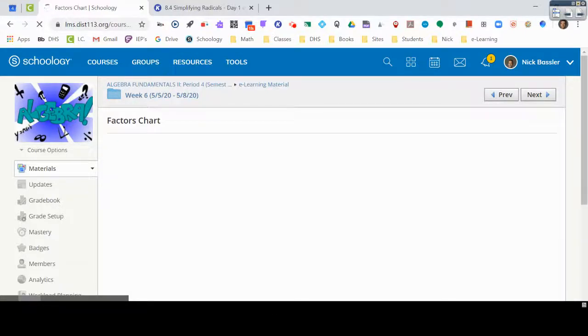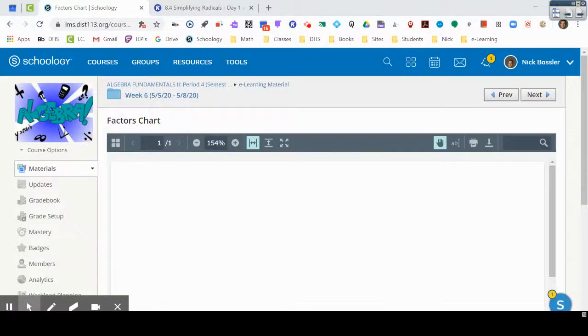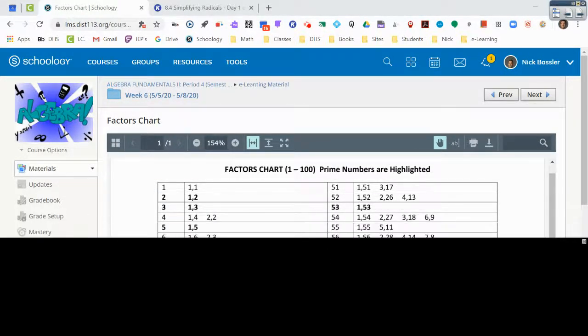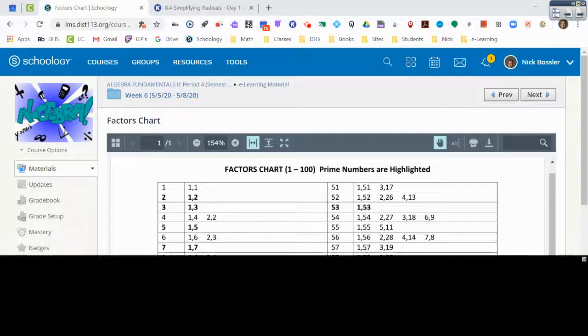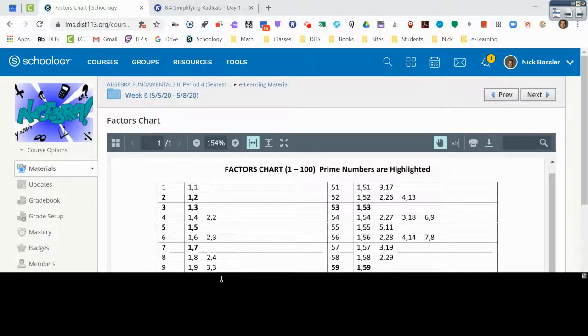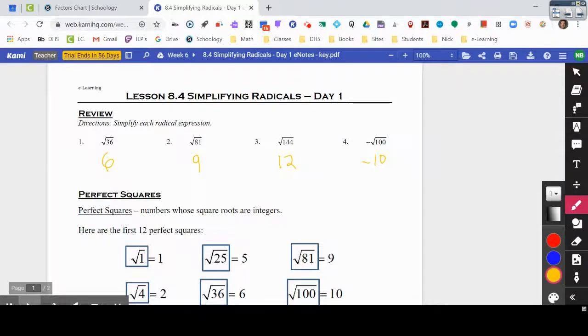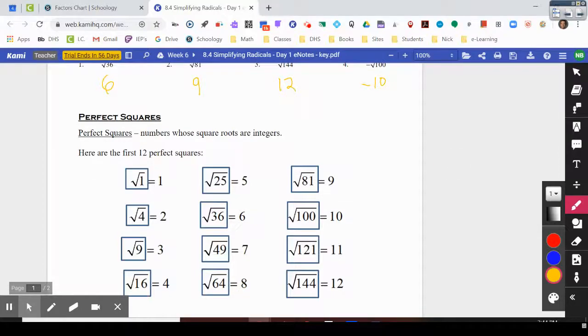So if we look at our factors chart here, which we've pretty much been using this whole time during remote learning, if we look at the number 4 example, you can see that it is 2 and 2, because 2 and 2 make 4. That's a perfect square number because it's both 2's. Just like 1 is 1 and 1, 2 is 2 and 2, 9 has 3 and 3, 16, 4 and 4, and so on and so forth. So that's where this idea of perfect squares comes from. It's perfect root integers. Here are the first 12 perfect squares.